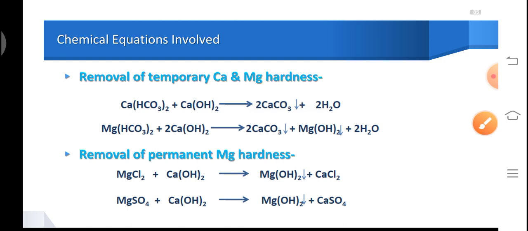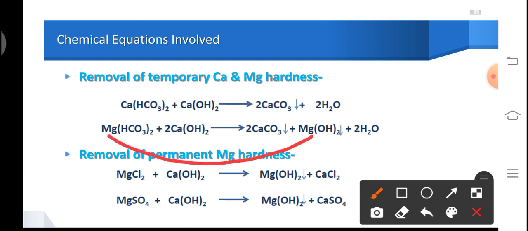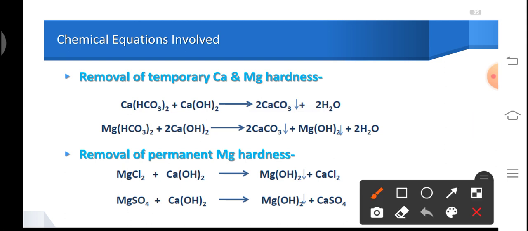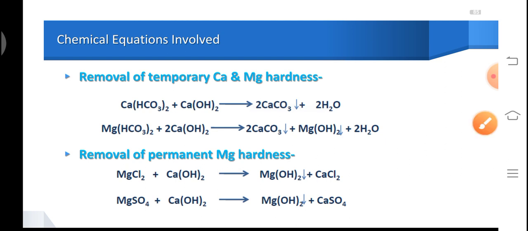So here the overall requirement for magnesium bicarbonate is 2 molecules of lime. By adding 2 molecules of lime, magnesium bicarbonate is precipitated out in the form of magnesium hydroxide, whereas the calcium hydroxide which we have added is precipitated out in the form of calcium carbonate and the byproduct is water. In this way we have removed the temporary hardness of calcium and magnesium. We need to learn that for removing temporary hardness of calcium we require 1 molecule of lime, whereas for the removal of temporary hardness of magnesium we require 2 molecules of lime. So this is our requirement.